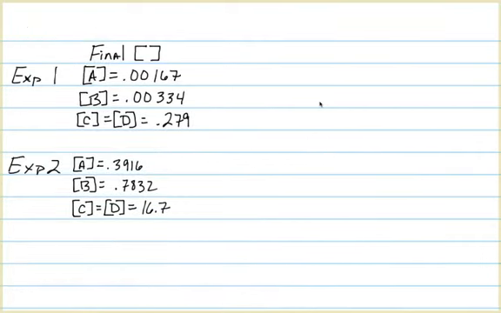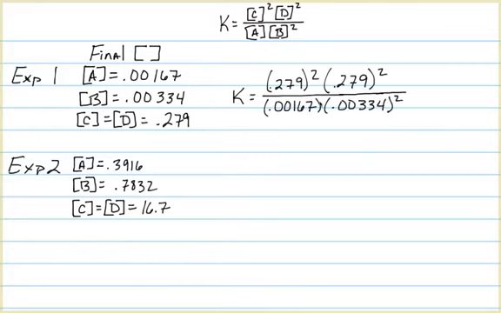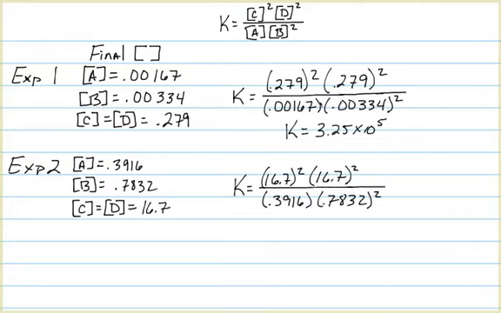If we look at these final concentrations and plug these values into the equilibrium expression that we derived, the values plugged in for experiment 1 would give us this equation, and when solved, we get 3.25 times 10 to the 5th. If we do the same with experiment 2, we will see that the solution is going to be 3.24 times 10 to the negative 5th.